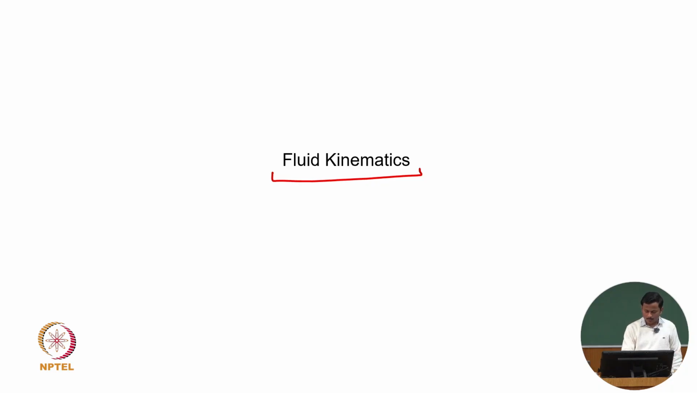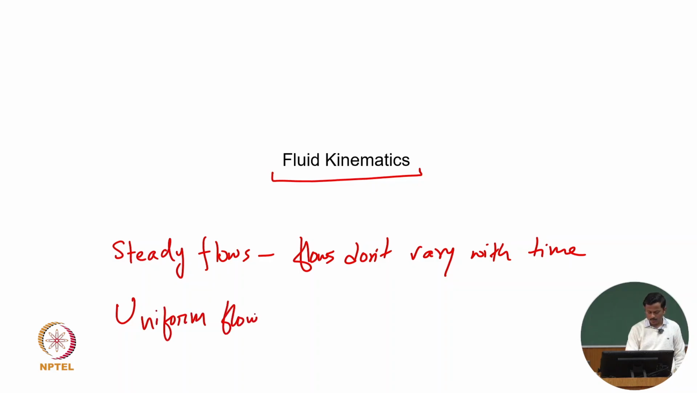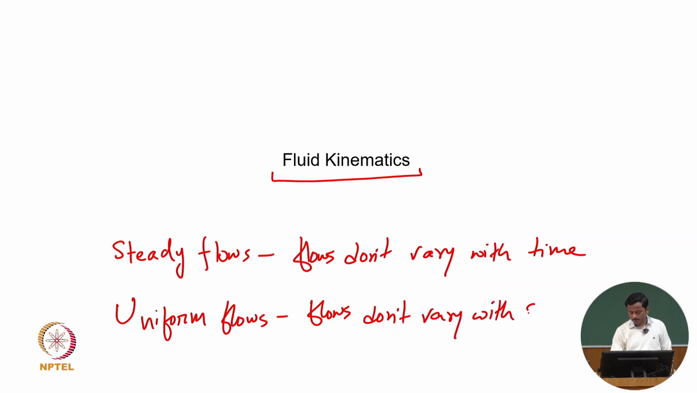So flows that are not varying with time are called steady flows. So steady flows are flows that don't vary with time. This is just some definition that most of you might already be familiar with. Uniform flows, I mean, this is just to set the stage for the deeper discussion that we'll be doing. Uniform flows are flows that don't vary with space. So these are just some simple definitions.